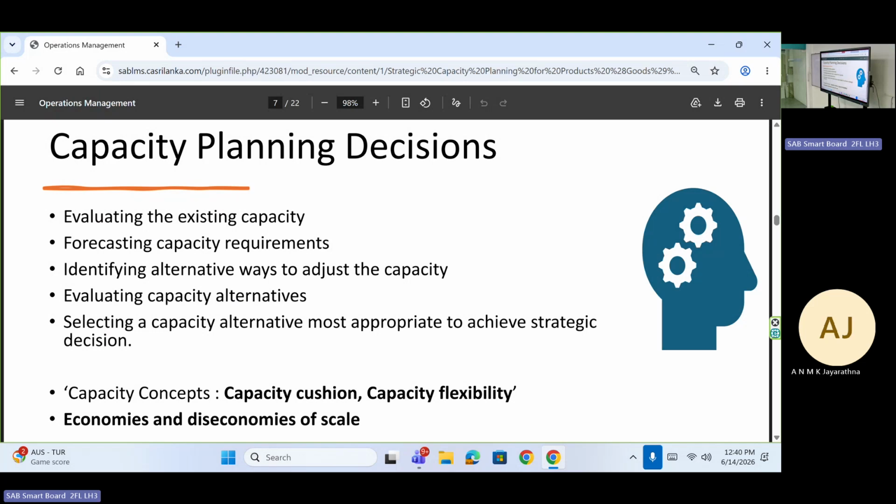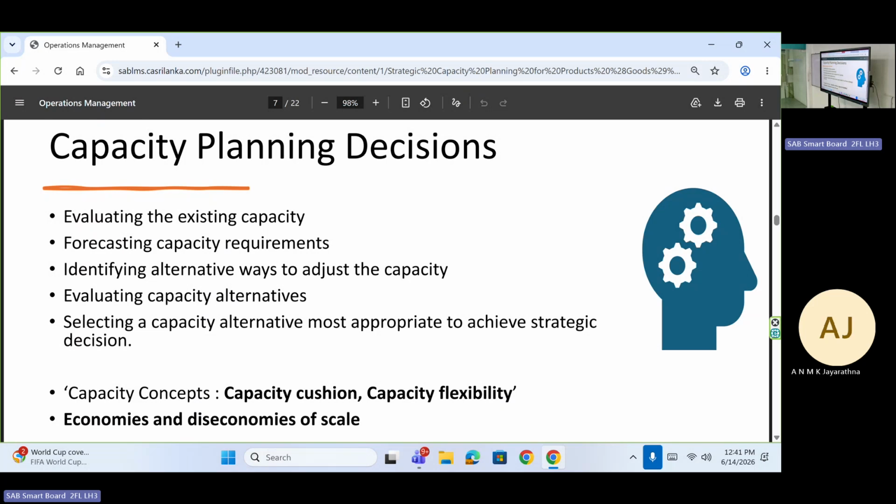Then identifying alternative ways to adjust capacity. Here, the other thing is, if you consider the second point, the first point is clear, evaluating the existing capacity. The second point is forecasting capacity requirements. Sometimes you may think it is always about expanding or enhancing the capacity. But there are also certain situations where organizations have to minimize or reduce the capacity.